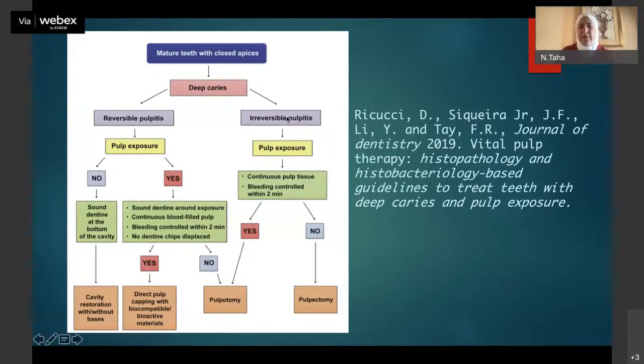While in cases of irreversible pulpitis with pulp exposure, you can never do pulp capping. Pulp capping is not indicated in irreversible pulpitis. You have to do partial or full pulpotomy. If you have continuous pulp tissue filled with blood, bleeding controlled up to 10 minutes, I would say, then you do pulpotomy. If not, you will go to pulpectomy and conventional root canal treatment.